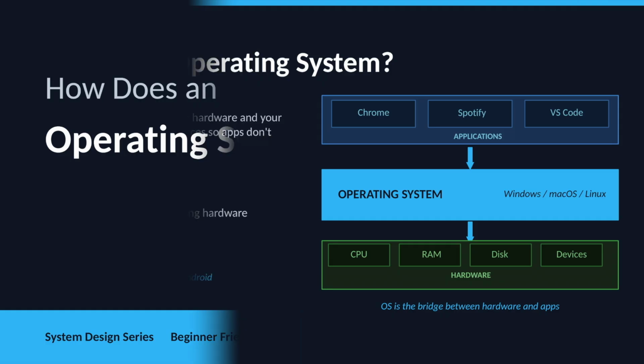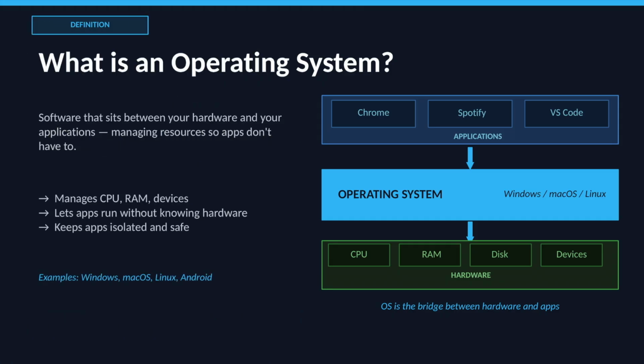Let's get started. An operating system is a software layer that sits between your hardware and your applications. Think of it like a hotel manager. The hotel has rooms, elevators, and staff. That's your hardware. The guests want rooms, food, and Wi-Fi. Those are your apps. The manager takes requests, allocates resources, makes sure no guest disturbs another. That's exactly what your OS does. Windows, macOS, Linux, Android, all of these are operating systems.